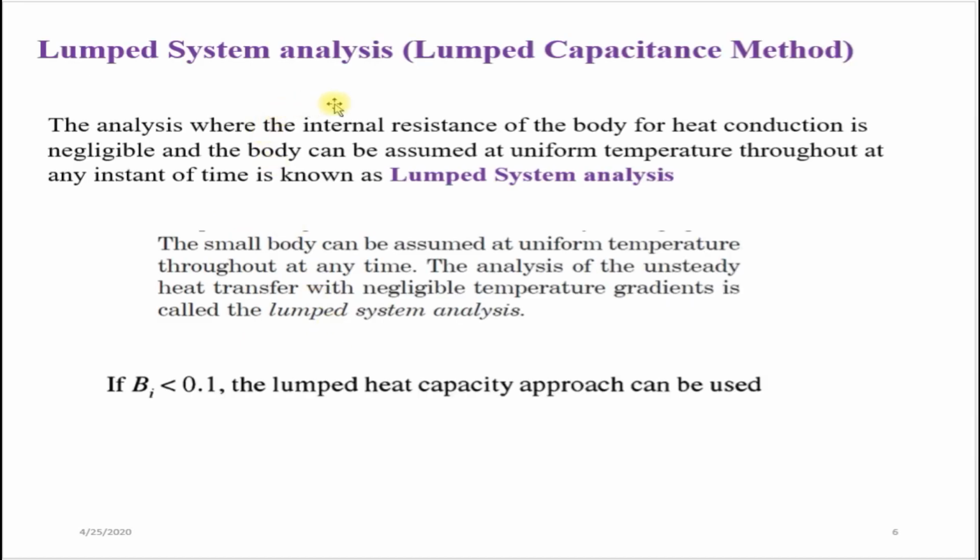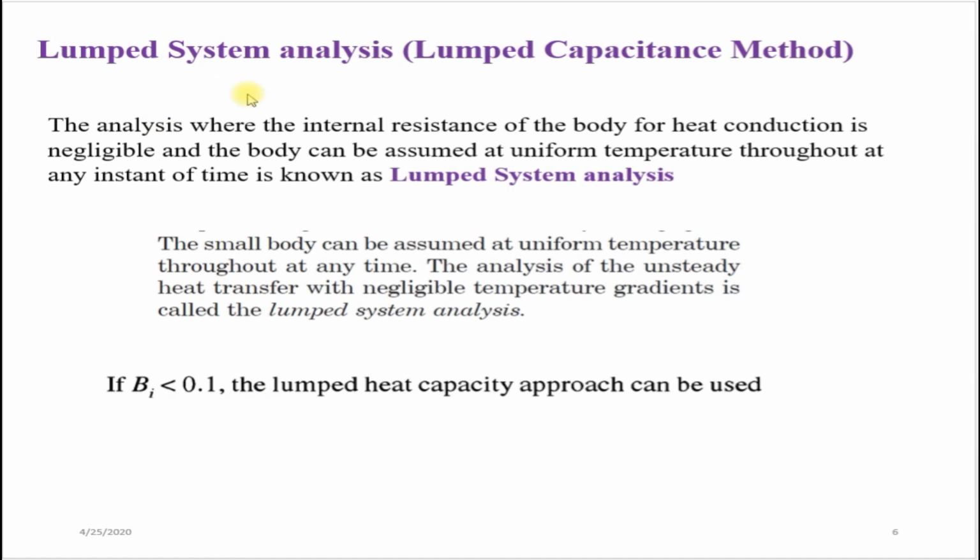Lumped system analysis. For solving the problems, lumped system analysis or lumped capacitance method is required in unsteady state problems. If the Biot number is less than 0.1, the lumped heat capacity approach can be used. For all the problems in unsteady state or transient state, first we have to find out Biot number. If it is less than 0.1, we can go for lumped system analysis.